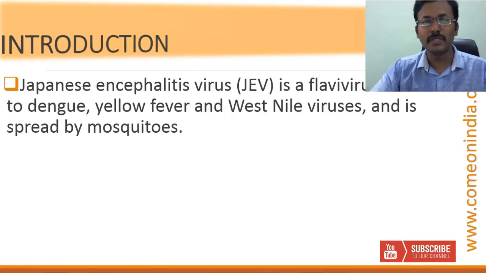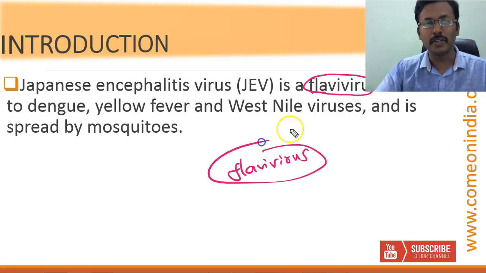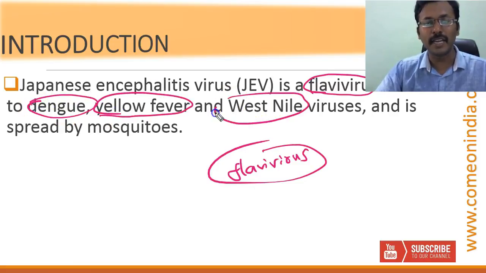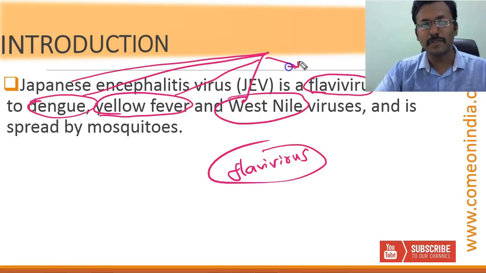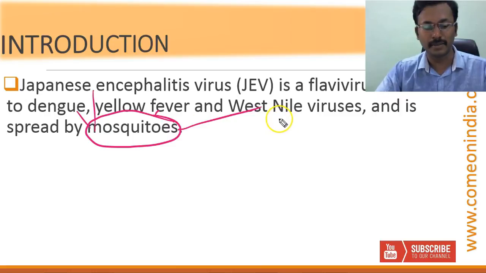Now let's discuss the virus. Japanese encephalitis virus is a flavivirus, and the virus is related to dengue virus, yellow fever virus, and West Nile virus. These all viruses belong to the flavivirus family, and all are spread by mosquito. So mosquito spreads all the 4 diseases like dengue, Japanese encephalitis, yellow fever, and West Nile fever.